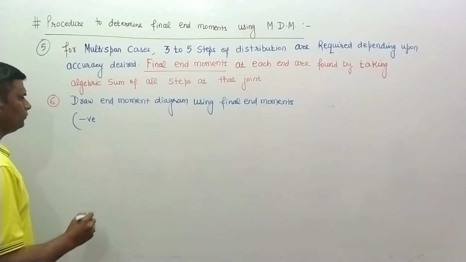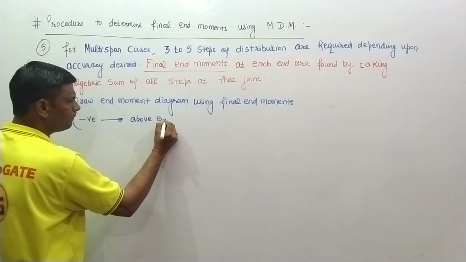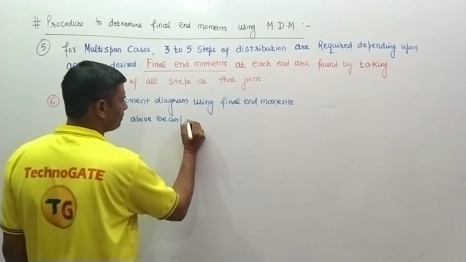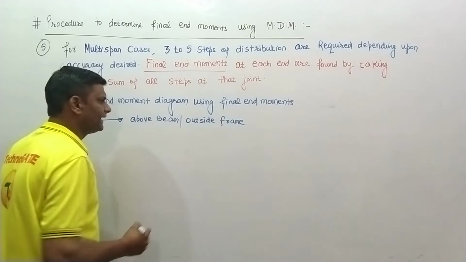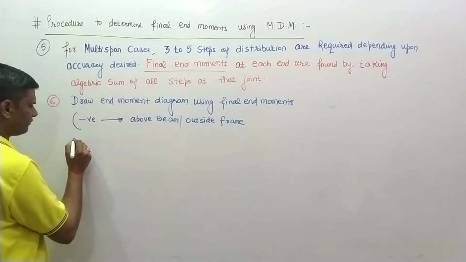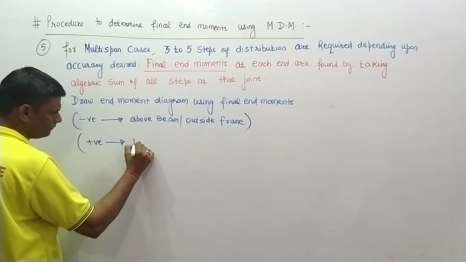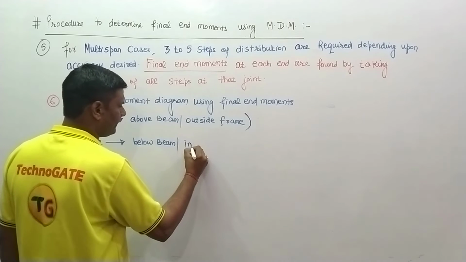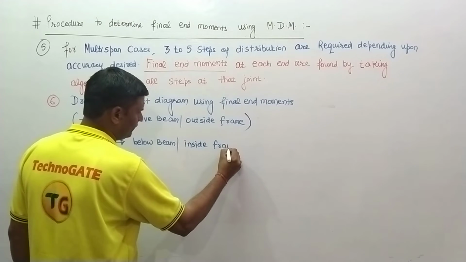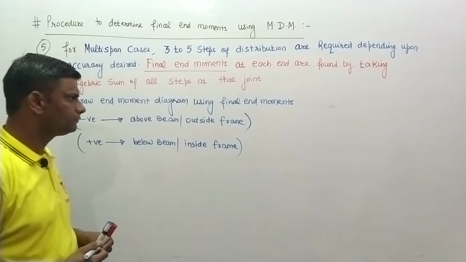Here negative values are plotted above the beam, outside the frame, and similarly positive values are plotted below the beam, inside the frame. Okay. Now we have drawn the end moment diagram.